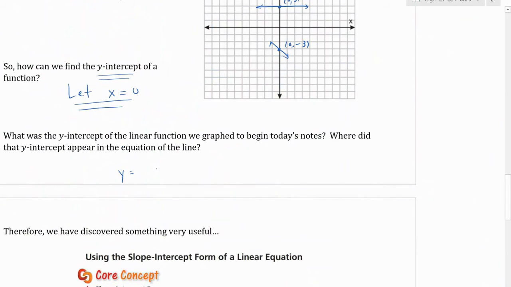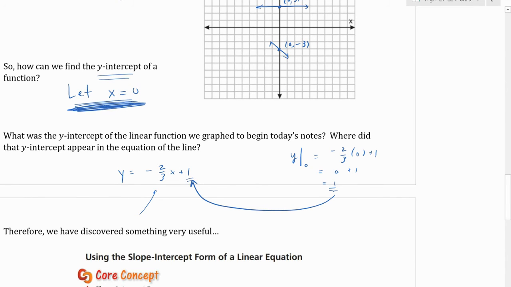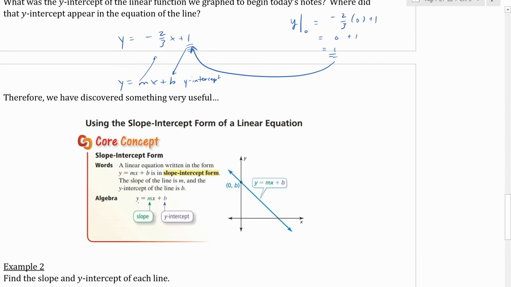And our equation was y equals negative 2/3 x plus 1. So if all y-intercepts can be found by letting x be 0, look what happens. If I plug in a 0 for x, I just get 1. I get that number right there because the part with the x in it would just disappear. So guess what that number on the end is? Well, y equals mx plus b. That b then is the y-intercept. And that's where we get y equals mx plus b, and we call that slope-intercept form of a line, where the m is the slope and the b is the y-intercept.